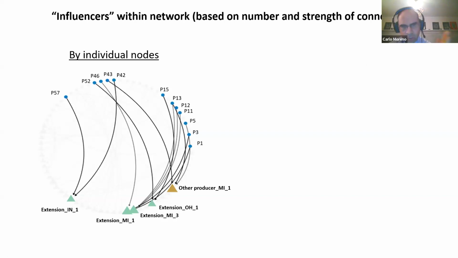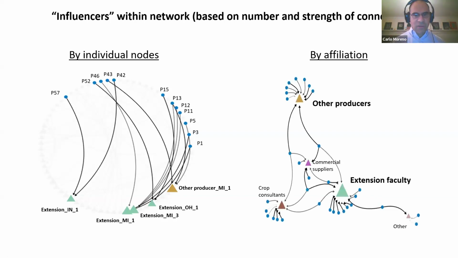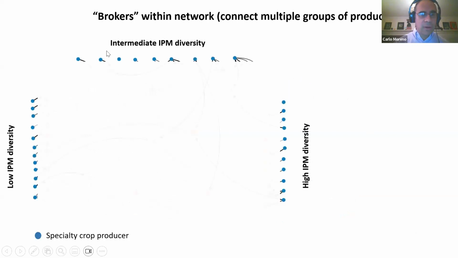Okay. I'm going to show you another map here that gives you slightly different, but essentially the same information. And that is when we look at affiliations. So again, we had 4 different affiliations: other producers, extension faculty, commercial suppliers, and crop consultants. What we found is that extension faculty were by far the most cited group of informants, followed by other producers. And you can see that based on the number of producer blue dots here connected with these informants. So we know that extension and other producers are important informants.